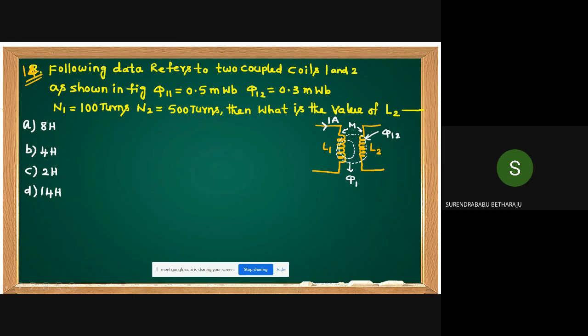The following data refers to two coupled coils, 1 and 2, as shown in figure. Phi 11 equal 0.5 milliweber, phi 12 equal 0.3 milliweber, N1 equal 100 turns, N2 equal 500 turns. Then what is the value of L2? You want to find the L2 value.